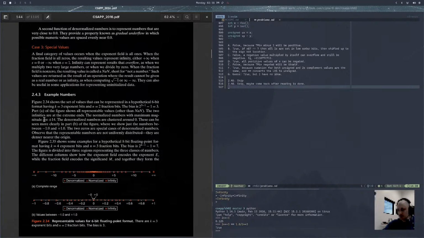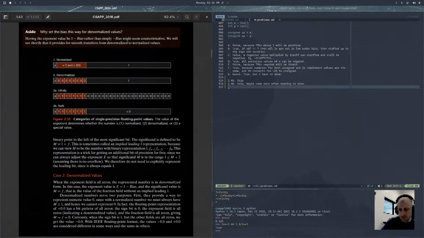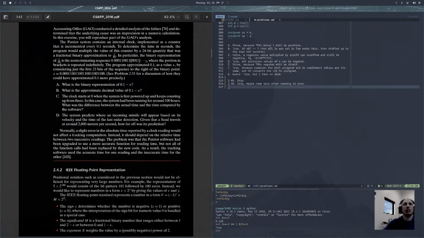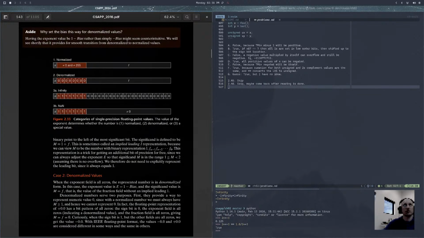I mean, numerically they're the same, but let's actually look at this diagram in the slide before we continue on. Wait a minute, where did I go wrong here? Here we go. Why set up the bias this way for denormalized values? Having the exponent be 1 - Bias rather than simply -Bias might seem counterintuitive. We will see shortly that it provides a smooth transition from denormalized to normalized values.